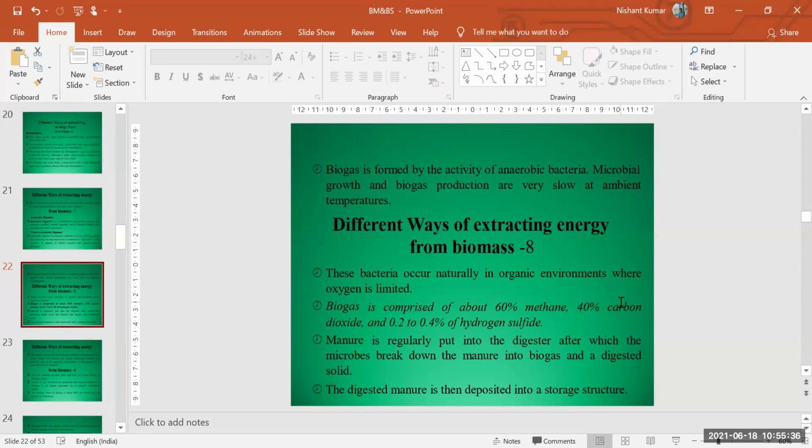So this biogas is comprised of 60% methane, 40% carbon dioxide, and 0 to 0.4 percent hydrogen sulfide. It is totally a breakdown of animal manures, the animal residues, be it human or animals. This manure is regularly put into the digester, after which the microbes break down the manure into biogas and digested solids. This digested manure is then stored in a storage structure.